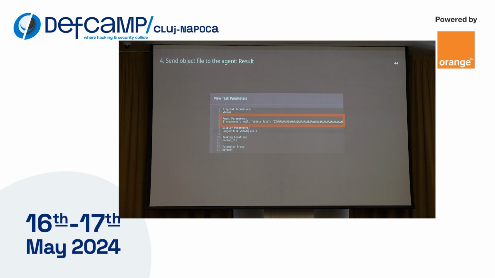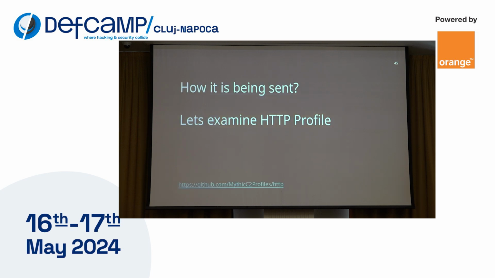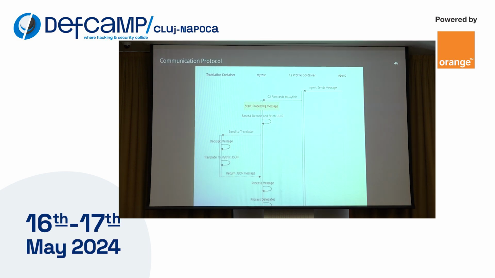As a result, you will see in your Wireshark this type of JSON. The first one will be your arguments, and the second one will be the base64 encoded object file. So you want to send this JSON to your agent. How can you do that? Let's examine it using the HTTP profile.